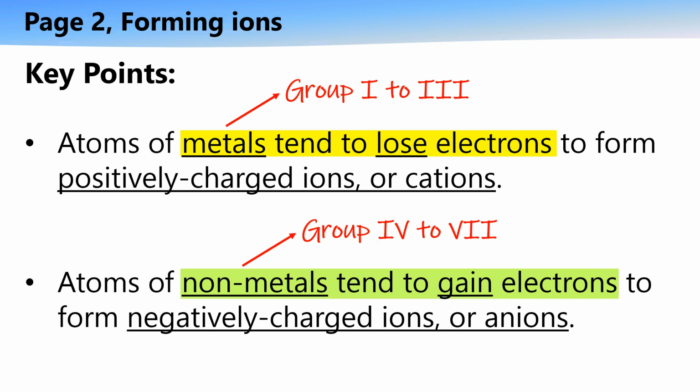So I repeat, metals, which are usually found in group 1 to 3, will tend to lose electrons to form positive ions, and non-metals, which tend to be in group 4 to 7, will tend to gain electrons to form negative ions.